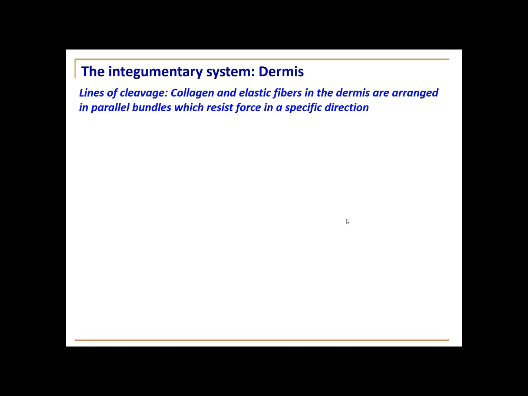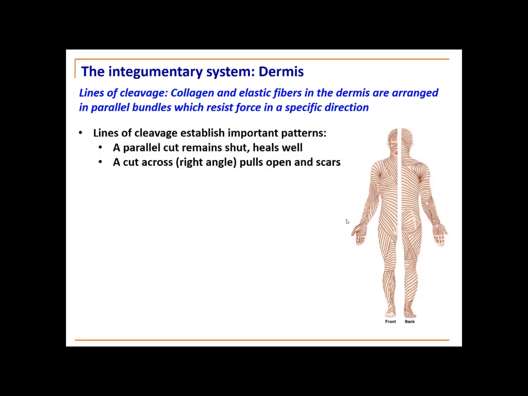It's also interesting that we have what are called lines of cleavage. And so, put crudely, the collagen and elastic fibers in the dermis are arranged in parallel bundles. And that's what you can see in this image. And so therefore, they're helping to resist force in a specific direction. And they do help to establish important patterns because a parallel cut will therefore remain shut and it'll heal quite well. Whereas a cut across or at right angle to this line of cleavage pulls open and is more likely to scar.